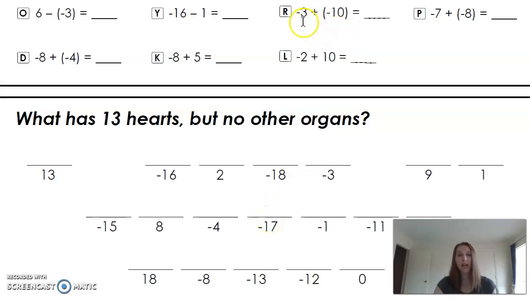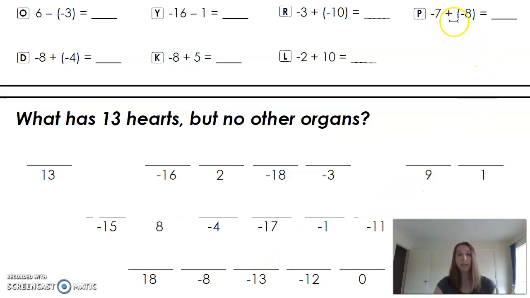Okay, let's look at R. Negative 3 plus negative 10. Same thing, you just add across. What's 3 plus 10? 13. You just keep the negative sign in front of it, negative 13. Where do you see negative 13? Down here at the bottom, you're going to put an R.